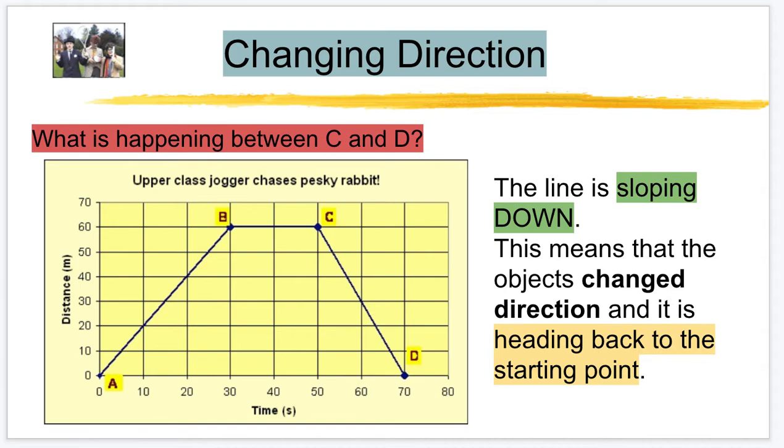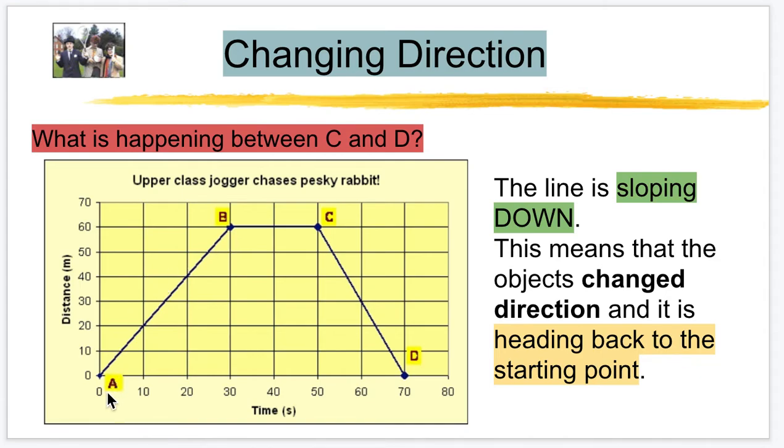We also see in these graphs changing direction. So we see that there's a jogger chasing a pesky rabbit. So here's our jogger, started at A, then B, C, D. Our question says, what is happening between C and D? Okay, well, let's think about it. Let's start at the beginning. From A to B, what's happening here?